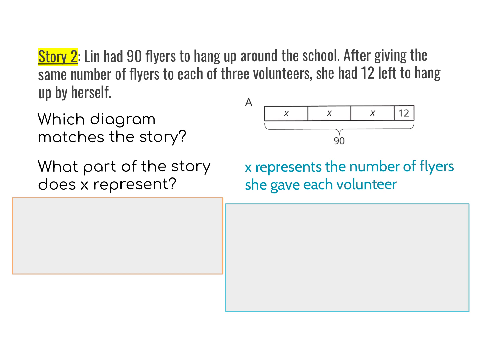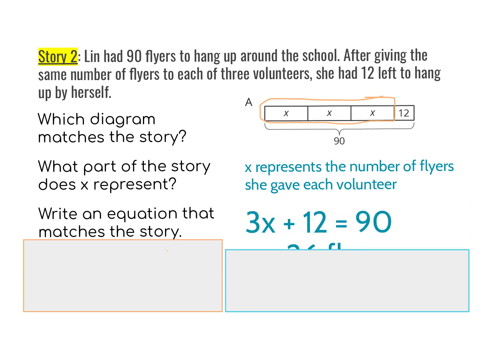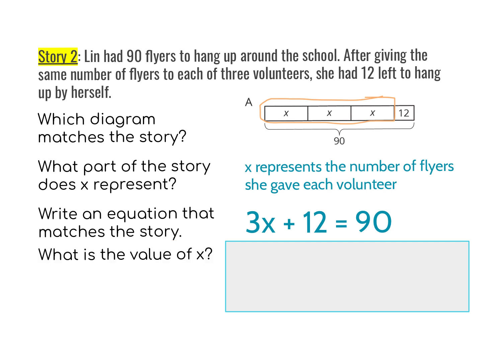So here we have our 3 equal groups for the 3 volunteers, and she gave an unknown amount to each of those volunteers. So now we're going to write an equation that represents this story, and the equation is 3x plus 12 equals 90, because we have 3 groups of x and that additional 12, which all add up to 90 flyers. And now we are going to find the value of x.